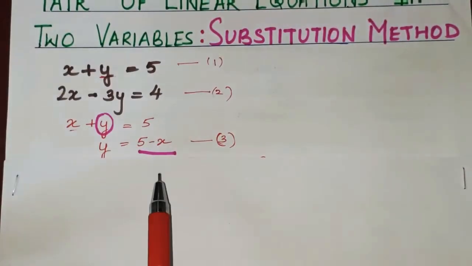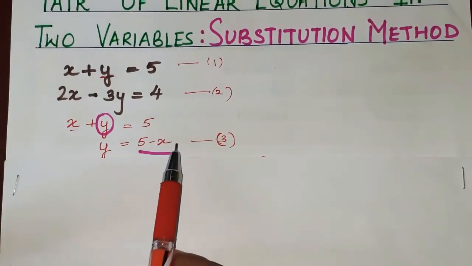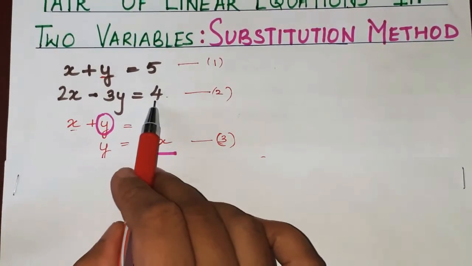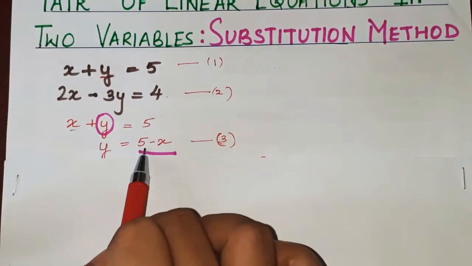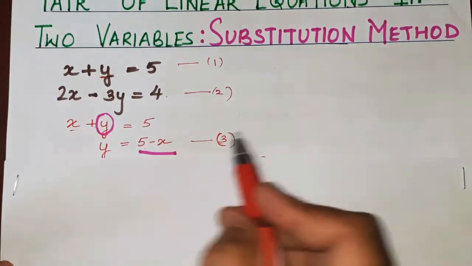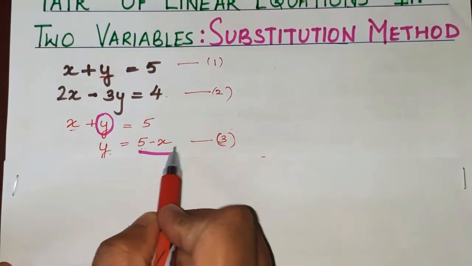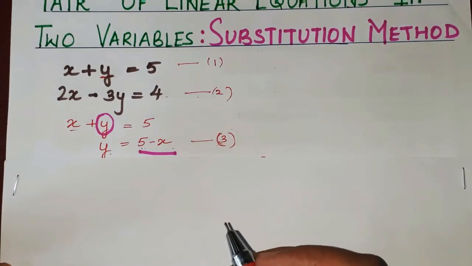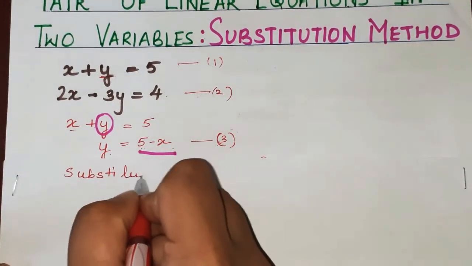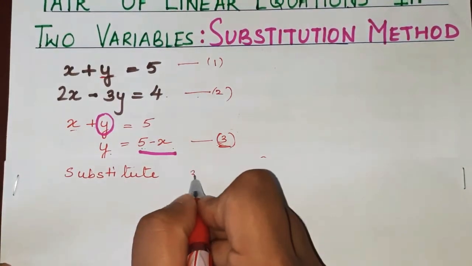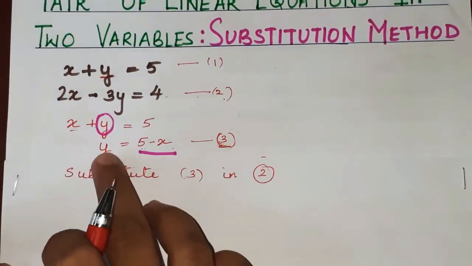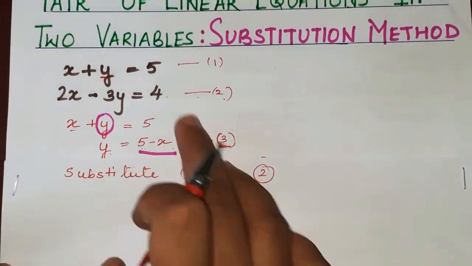So I will put this value of y, that is 5 minus x, in my second equation. Because we have solved the first equation, we cannot put this value back again in the first equation, so we need to put it in the second equation. So let's write a statement before that: substitute this third thing in my second equation. Okay, so substituting this value that we have obtained, that is 5 minus x, in my equation 2.